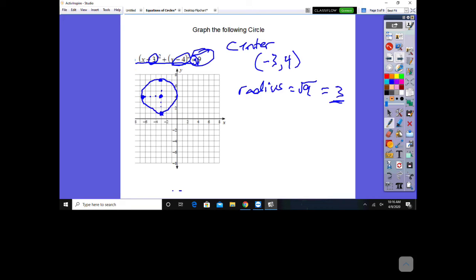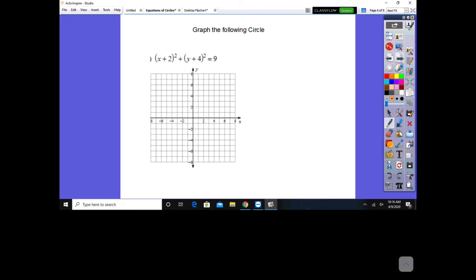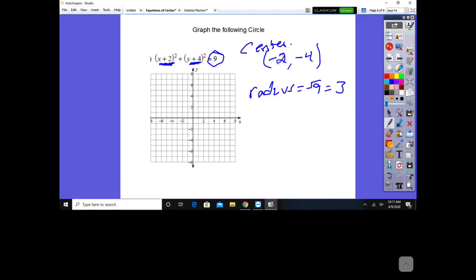I get that. This other one right here. So again, find the center of the circle. Right here, that's a plus 2. So we're going to say negative 2. Right here, that's a plus 4. So I'm going to say negative 4. Right there is the center. Radius. Again, we're going to look at this number right here and do the square root. We got the square root of 9, which is 3.